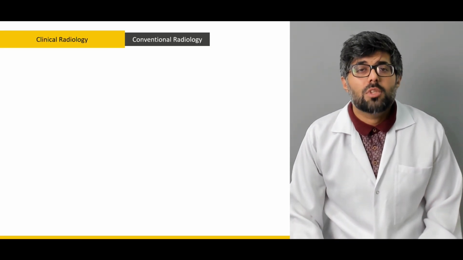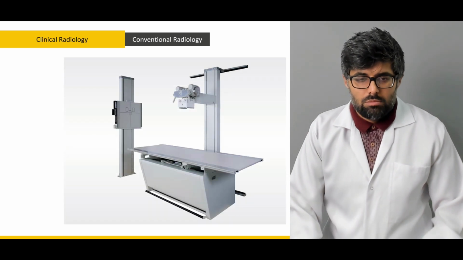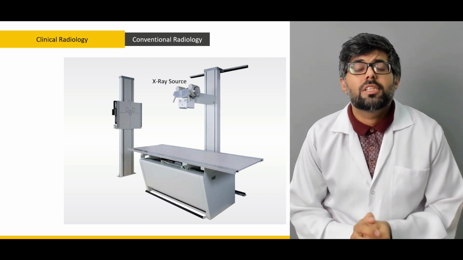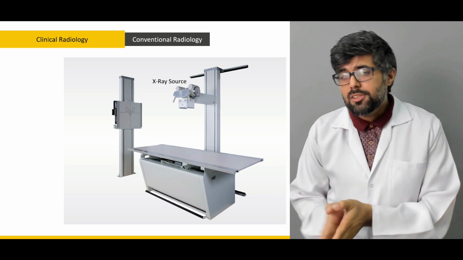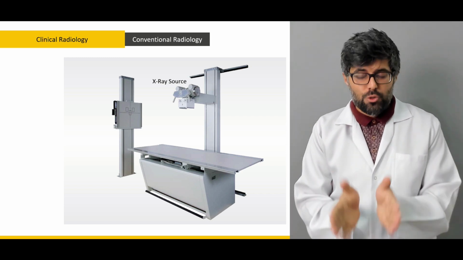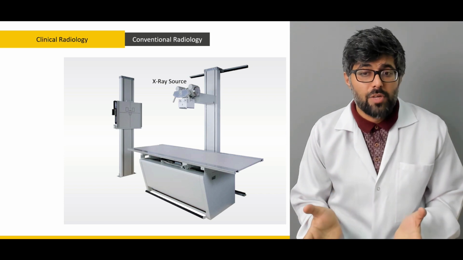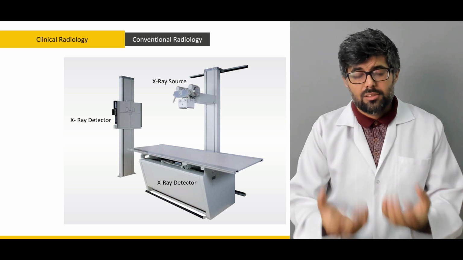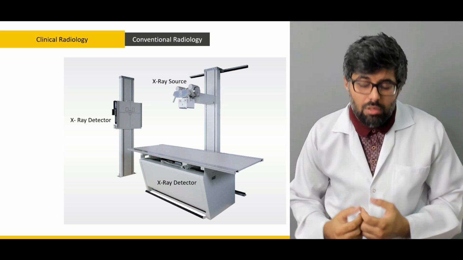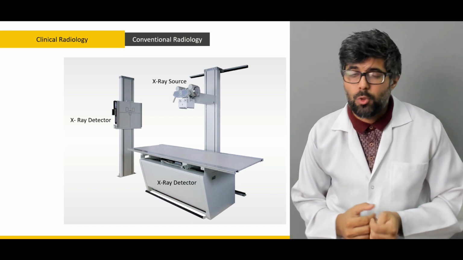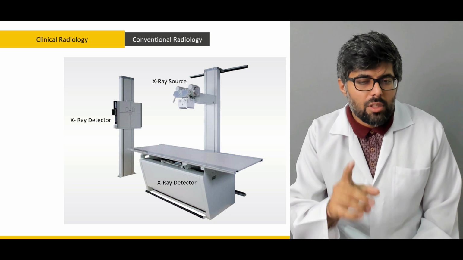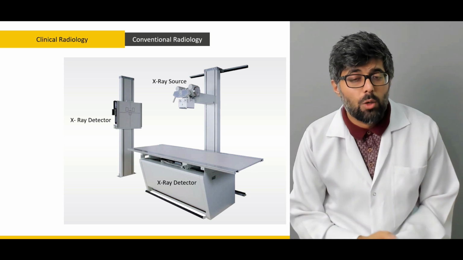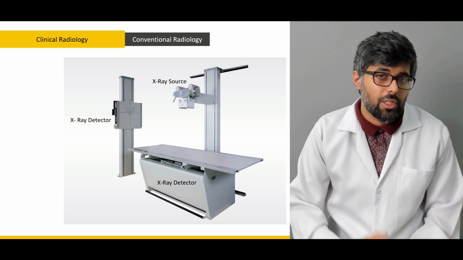Now, conventional radiology. This is a typical setup for conventional radiology. The first one is the X-ray source. The X-ray source produces X-rays in a projector-like fashion, like the letter V. Then we have detectors, which detect the X-rays that are either absorbed or transmitted through the body. As you can notice here, there are two types of detectors: one for patients who are lying down and one for patients who are standing up.